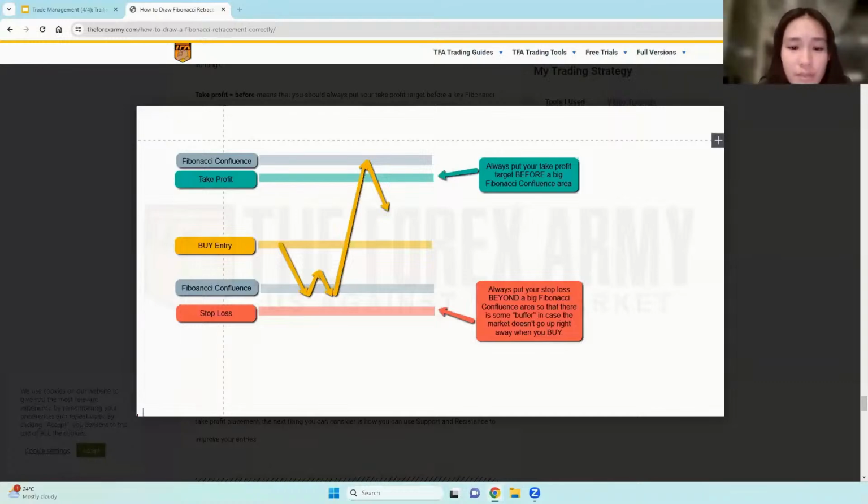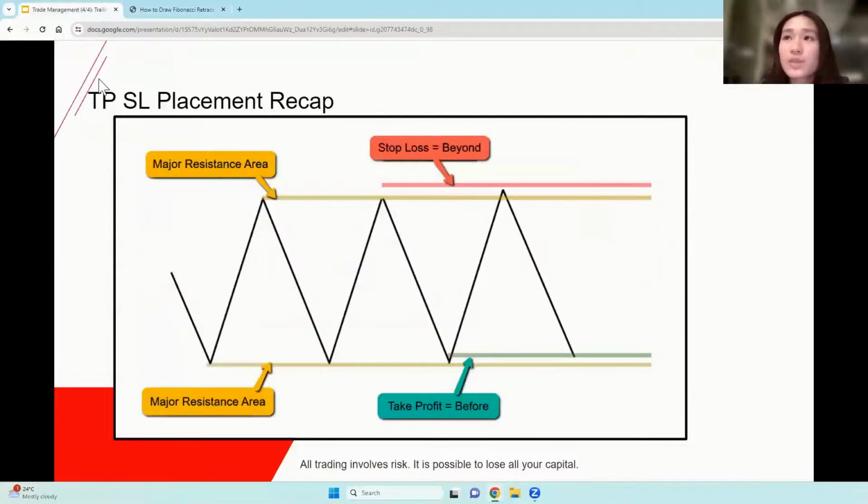So maybe I'll just type out the website in the chat. It's theforexarmy.com. You can go ahead and explore that website on your own. We went through this in the very first part of the trade management series.